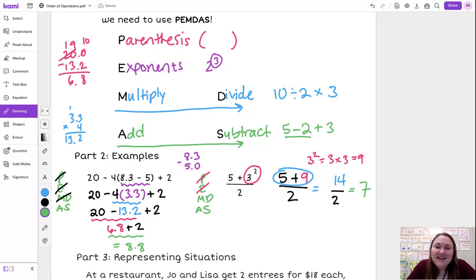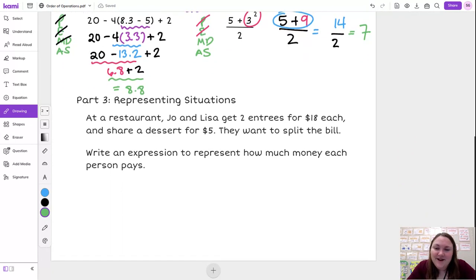The other thing we're looking at in this lesson is how you can use order of operations to help you represent stories. So for this final part here, we have this story that says, at a restaurant, Joe and Lisa get 2 entrees for $18 each and share a dessert for $5. They want to split the bill. And the directions say write an expression to represent how much money each person pays.